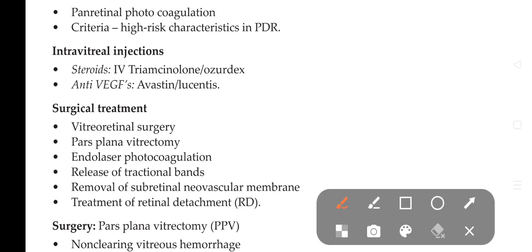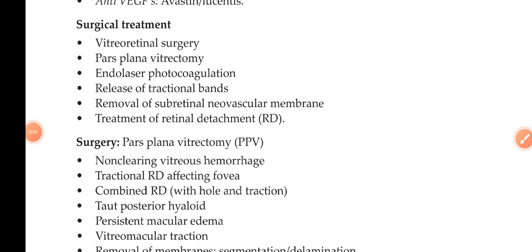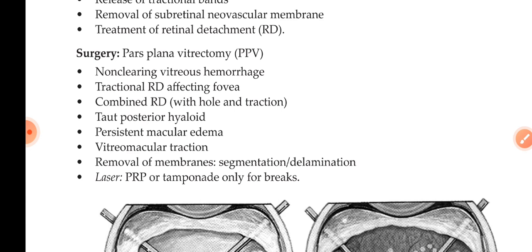Okay, that is one antibody derivative, ranibizumab, that is anti-VEGF we should give to prevent neovascularization. Surgical treatment is vitrectomy surgery, pars plana vitrectomy, endolaser photocoagulation, release of tractional bands, okay, removal of the neovascular membrane, and treatment of retinal detachment. Okay, if there is tractional retinal detachment present, we should treat it. Surgery, pars plana vitrectomy should be done.